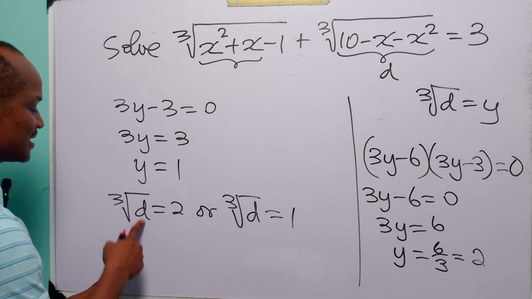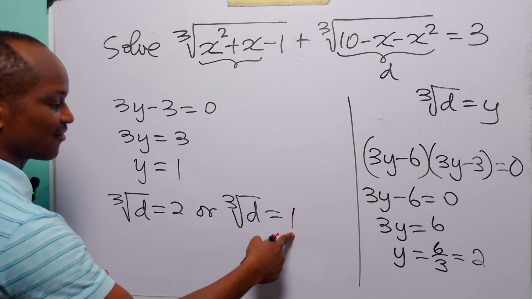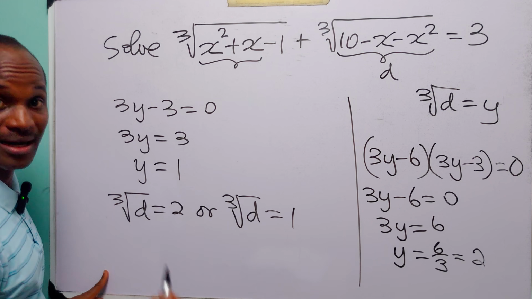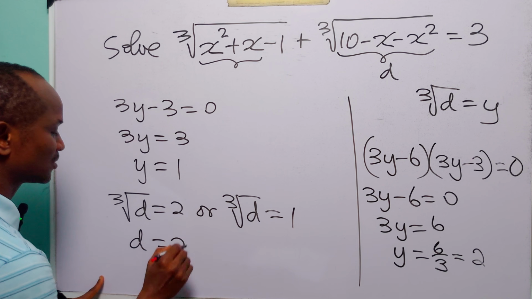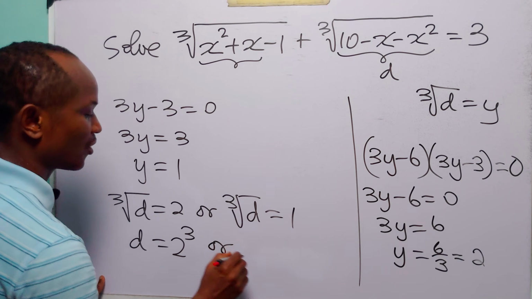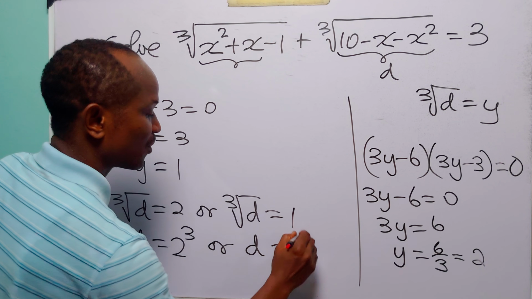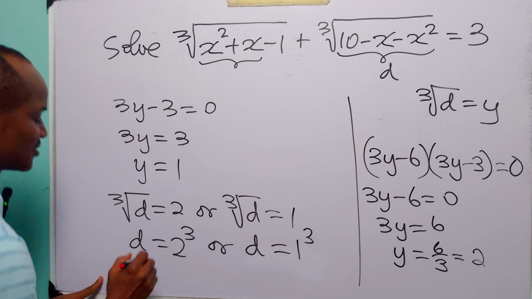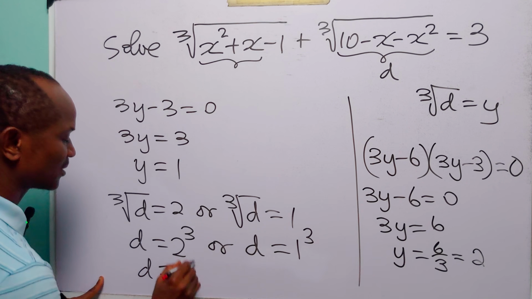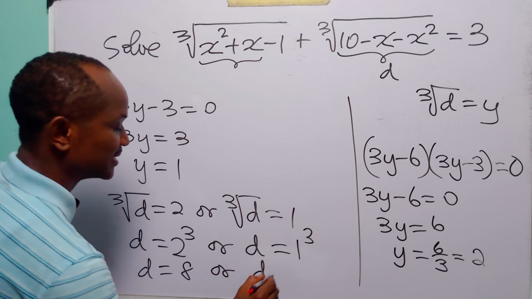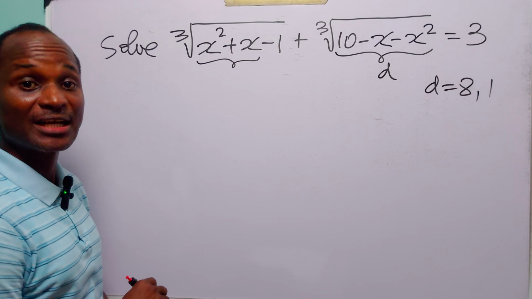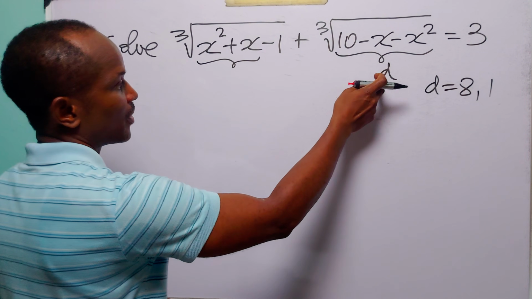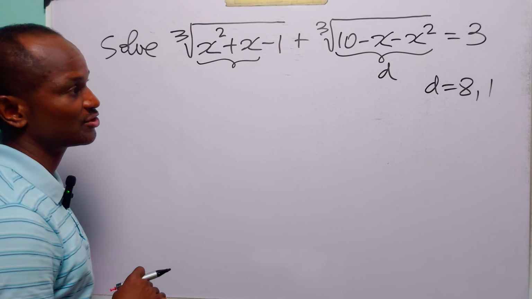And of course, to find d, we raise both sides of these two equations to power 3. So when we do that, we have that d is equal to 2 cubed, or in this case, d is equal to 1 cubed. So we have that d is equal to 8, or d is equal to 1. And finally, to find the values of x, let us go back to our original substitution equation.